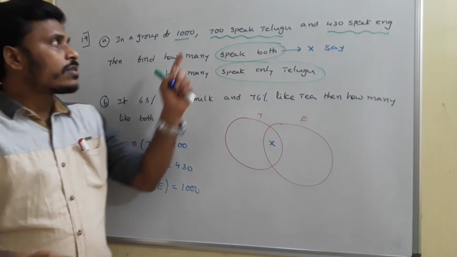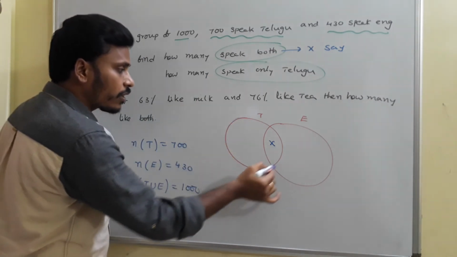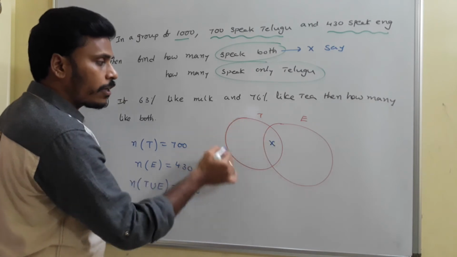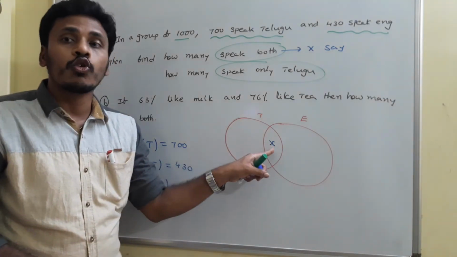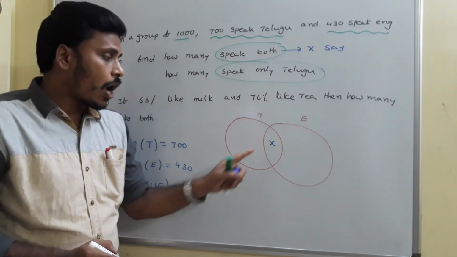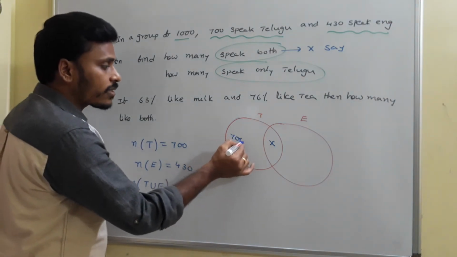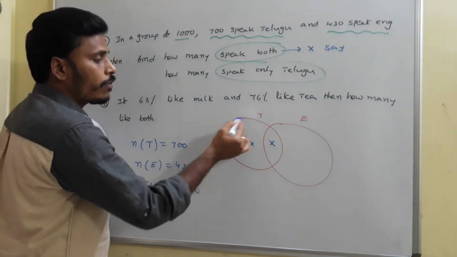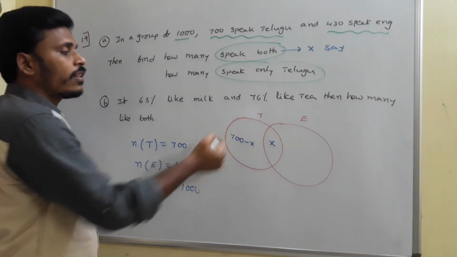Now 700 persons speak Telugu. So this first circle is for the Telugu speaking people, so there must be 700 persons in this first circle. Already x persons are included here. This first circle must contain only 700, and x persons are already included, so in this part you have to take 700 minus x. Now if you combine 700 minus x with x, you will get 700 in the first circle.